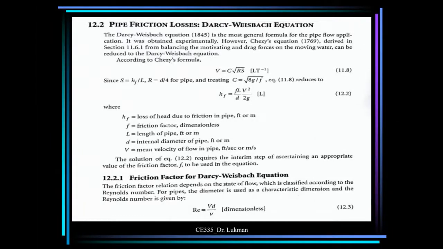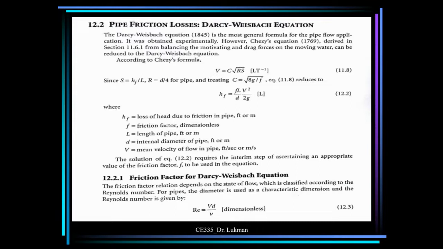Now, pipe friction losses. Here we will analyze this head loss, and we will use the two commonest equations, the Darcy-Weisbach equation and the Hazen-Williams equation. The Darcy-Weisbach equation is the most general formula for pipe flow applications. It was obtained experimentally. However, Chezy's equation, which we derived before from balancing the motivating and drag forces on the moving water, can be reduced to the Darcy-Weisbach equation.